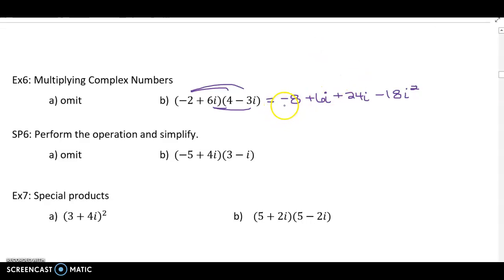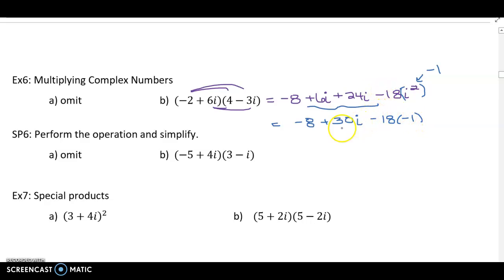We can put the positive 6i with the 24i. Anytime you see i squared, you automatically switch it to negative 1, because there's no need to have i squared. It is always negative 1. You always replace i squared with negative 1 no matter what you're doing. So negative 8 plus 30i minus 18, but it's being multiplied by negative 1. Every single time, it's going to change the sign on the coefficient. Every time.